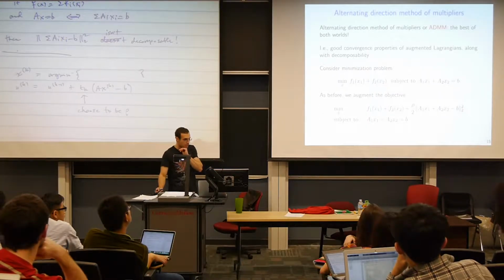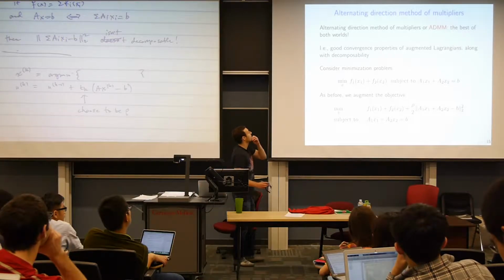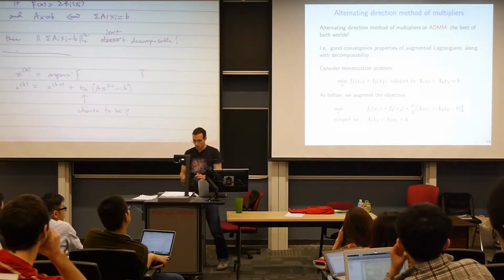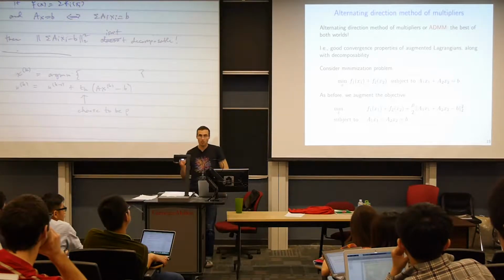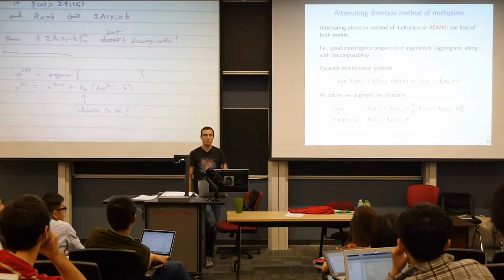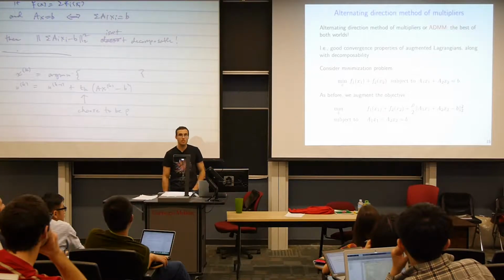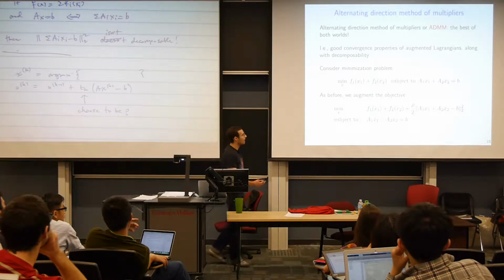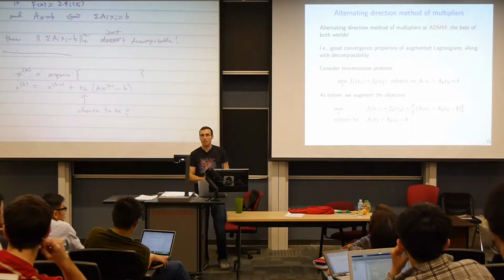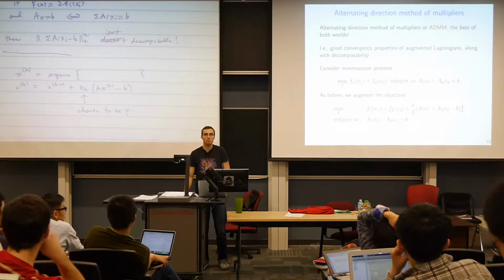The full name of this method is the alternating direction method of multipliers. It tries to combine the best of both worlds: the good convergence properties of augmented Lagrangians along with the decomposability associated with the usual dual methods. This is a very old method, as old as either of these other two methods. But it wasn't until recently that people in the ML and stats community for optimization started paying attention to it. So it's gotten a lot of popularity in the last 5 years, say.